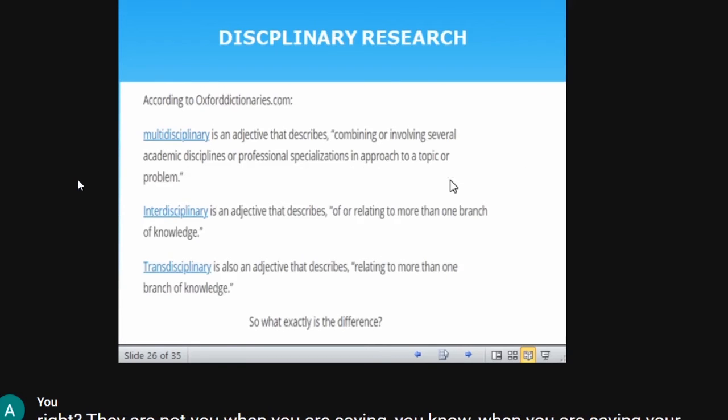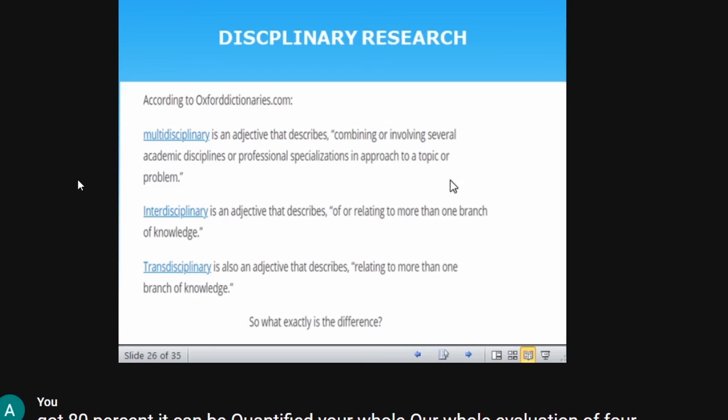Coming to the next aspect, disciplinary research. There are three important distinct terms: multidisciplinary, interdisciplinary, transdisciplinary. What are they? According to the Oxford Dictionary, multidisciplinary is combining or involving several disciplines or specializations in the approach to a topic or a problem. So it combines disciplines.